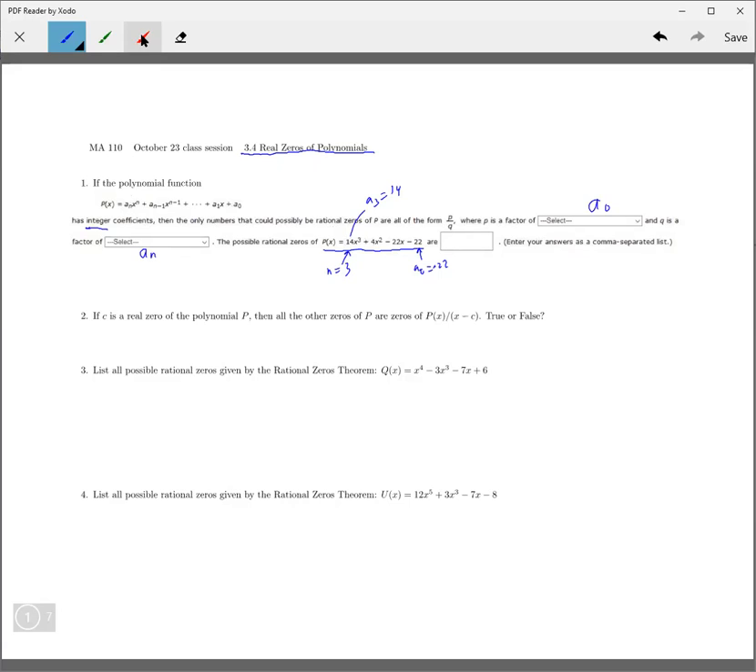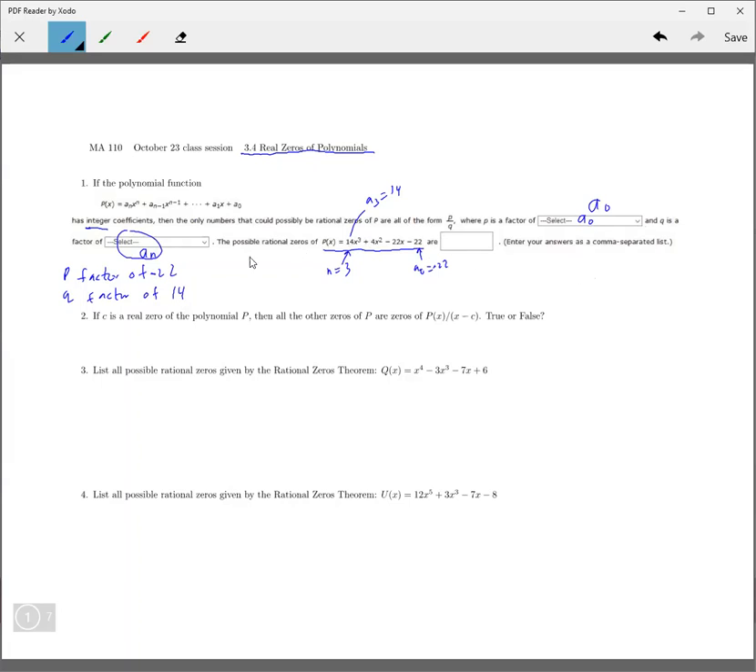So in this specific case, p is a factor of 22, and q is a factor of 14. A factor of 22 or negative 22 doesn't matter, since they have the same factors. So it's combinations of factors of 22 divided by factors of 14. Again, this is a_n, and this is a_0.